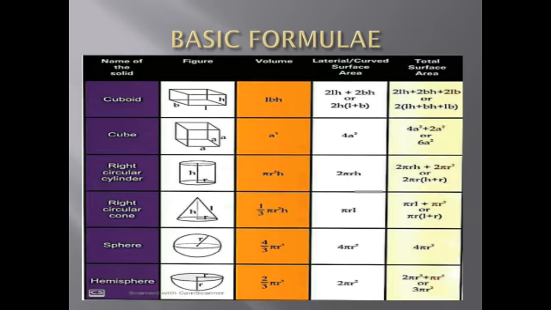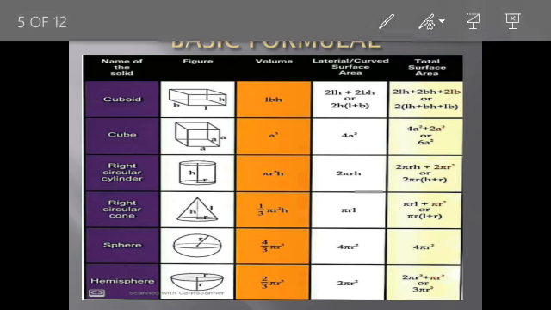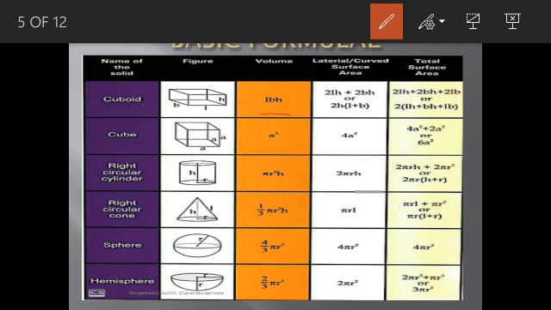Let's move forward. The basic formula. The formula of cuboid: volume of cuboid is length into width into height. Curved surface area of cuboid is 2 into (L plus B) into H. Total surface area is twice the (length into height plus width into height plus length into width).